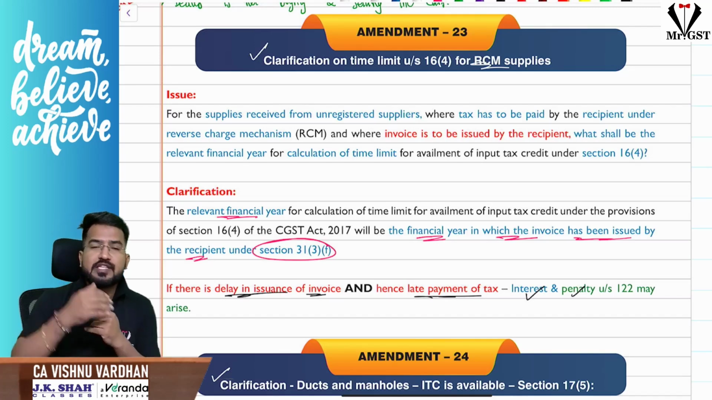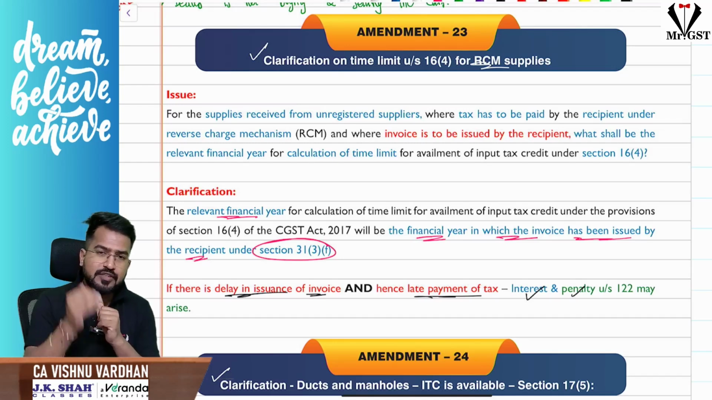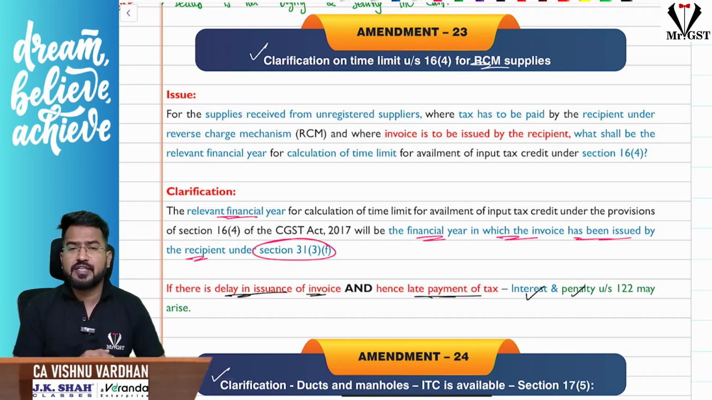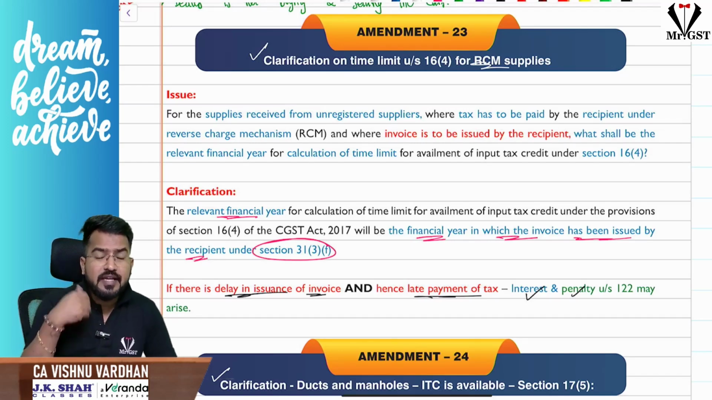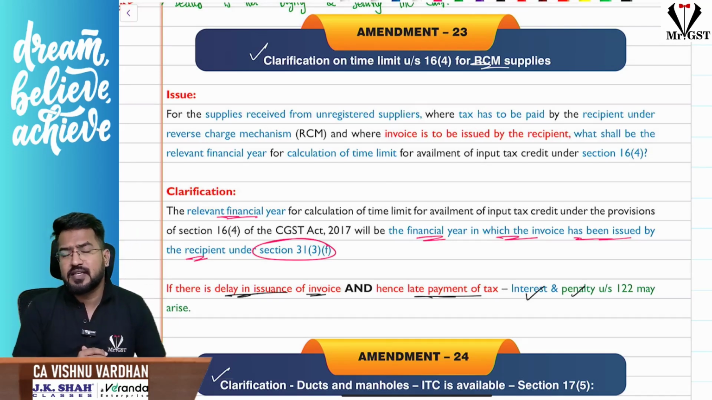The next one is clarification regarding an RCM purchase: what is the time limit to avail ITC under section 16 subsection 4? The section 16(4) time limit applies to purchases covered under RCM also. But what is the relevant financial year? When the recipient is liable to raise the invoice, the year in which the recipient should have raised the invoice will be considered the relevant financial year.